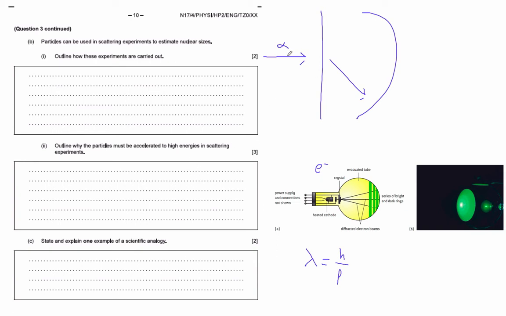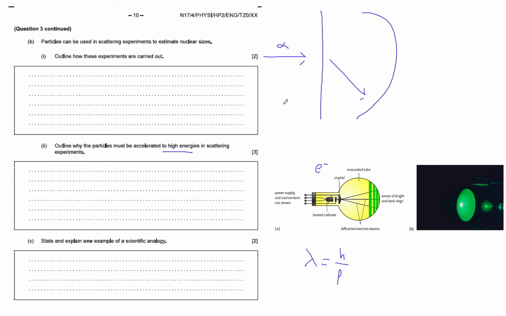Okay, so explain how they're carried out. Talk about how you're analyzing the distribution of the scattering angle. And I just sort of BS'd my way into 2 marks. Let's see if you can do that too. Why do they have to have high energies? Well, there's 2 different scenarios here. Here you want a high energy so they can get close to the nucleus. The closer you can get, the better you can determine the nuclear radius.